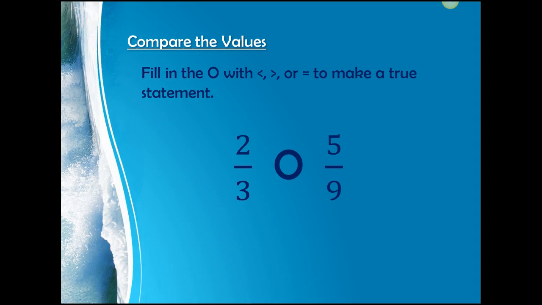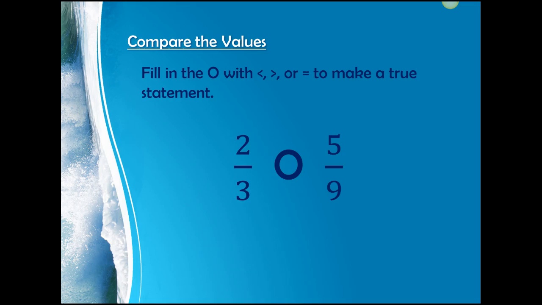When we are comparing two fractions, we want to determine whether or not the first fraction is greater than, less than, or equal to the second fraction. There are multiple ways to do this. One way is to find a common denominator. If the two fractions have a common denominator, then you can compare the two numerators to determine which one is larger. In this case, if we have the denominators of 3 and 9, a common denominator would be 9, because both 3 and 9 go into 9.